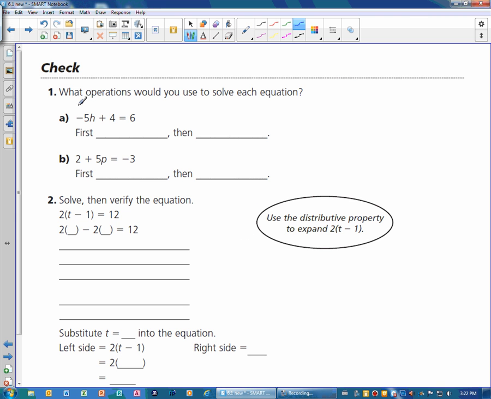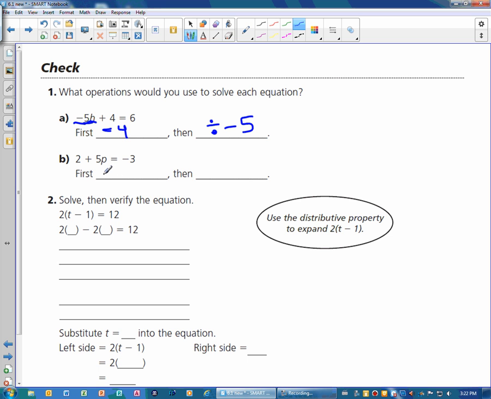All right, so let's go through the check. First of all, number 1 says, what operations would you use to solve each equation? Okay, so remember what I said. We would always leave this to be second, and we would deal with this positive 4. So first we would subtract 4 from both sides, and then we would divide by negative 5. So we would get rid of this 4, and then I'm multiplying by negative 5, so I would divide by negative 5.